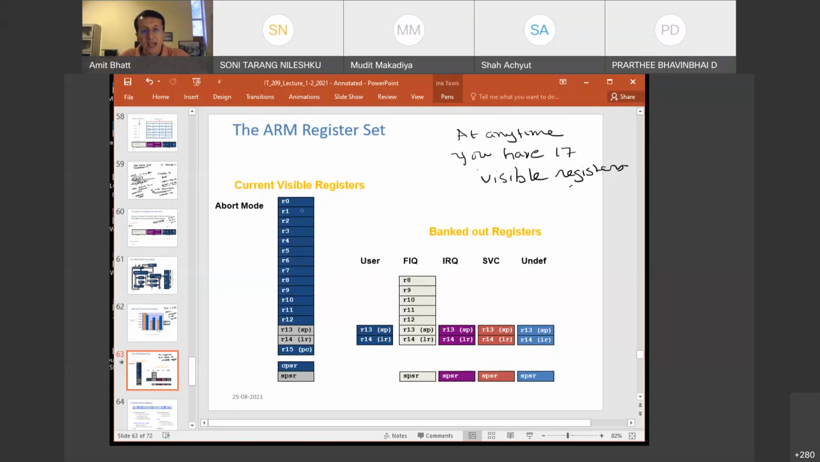So these 13 are general purpose registers. R13, R14 and R15 are special registers because they're designated for storing a special kind of value. And this is known as the current program status register. So this, and this. So in total, you can see R0 to R15, that means 16, and plus this is 17. Don't consider this SPSR, because SPSR is a stored register somewhere else.